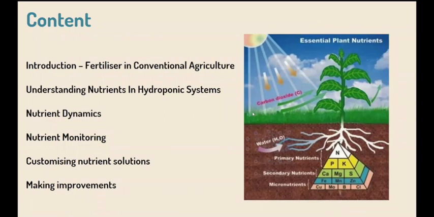I'm going to cover fertilizer use in conventional agriculture, how fertilizers are used in hydroponic systems, and how we can understand what the differences are and what's happening with the nutrient solutions. We're going to look at the dynamics in these systems and how they change over time and what effects that can have. We're going to look into monitoring and how you'd be able to do that for your farm or your research. We're going to look at customizing nutrient solutions to help prevent imbalances and improve nutrient efficiencies. And then we're going to look at some improvements we can make just to make the whole system more efficient.